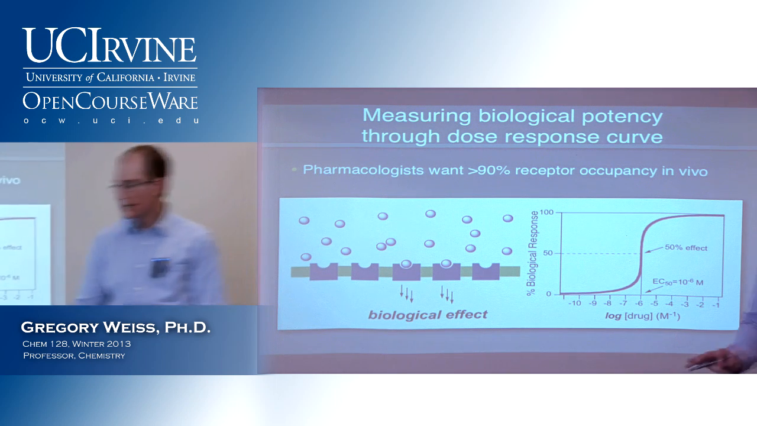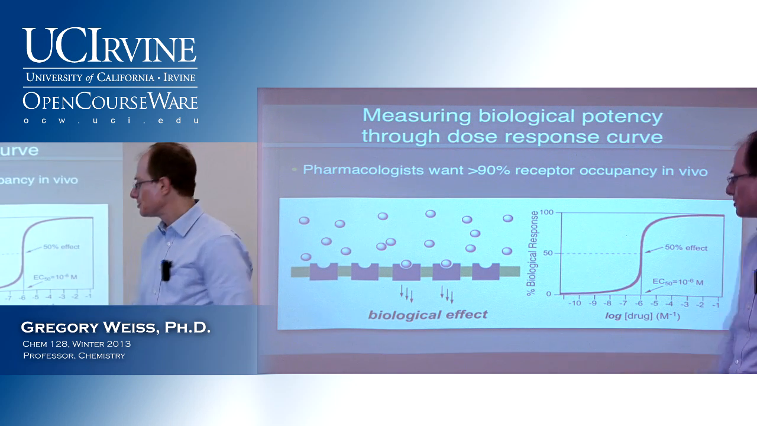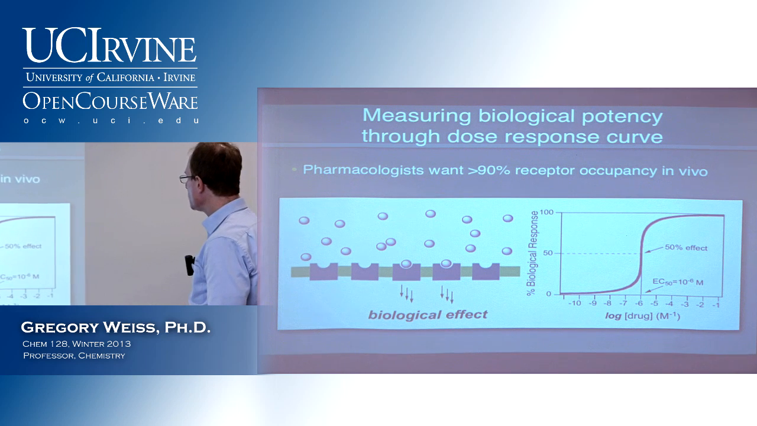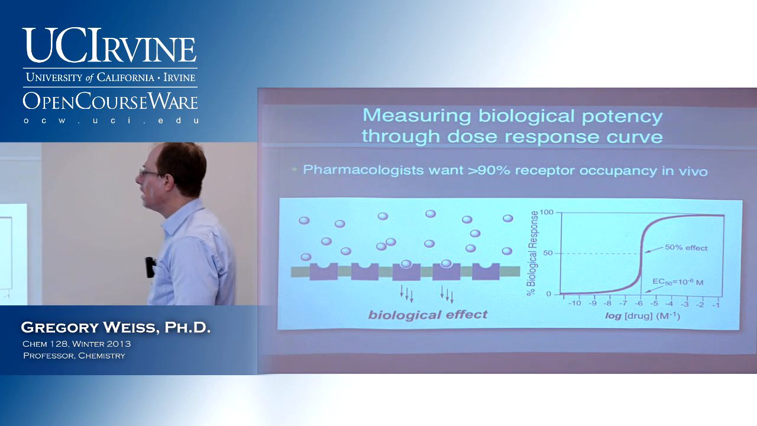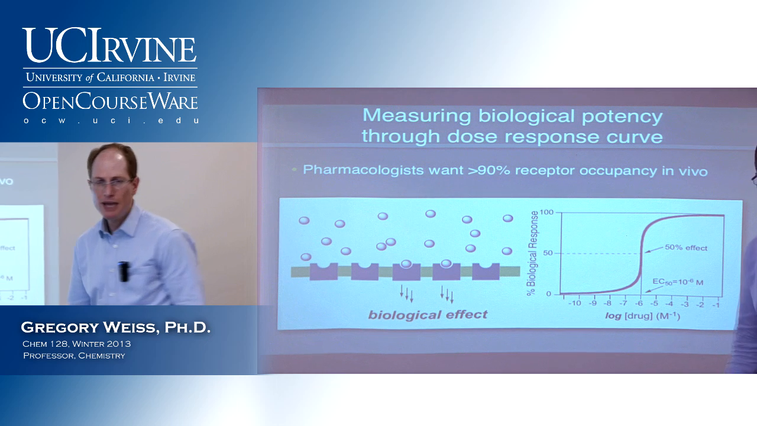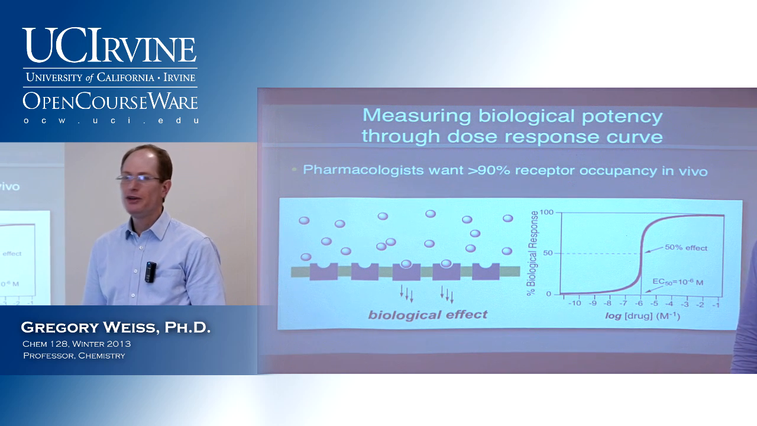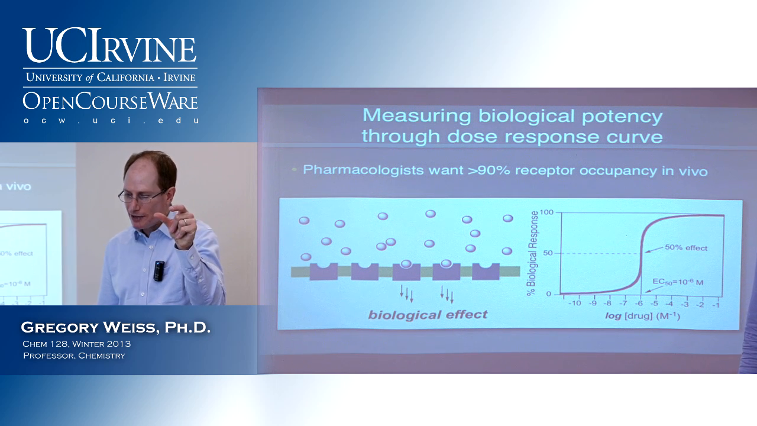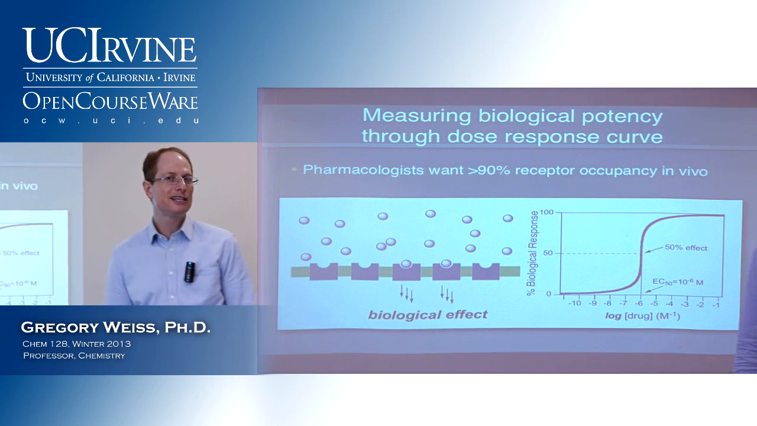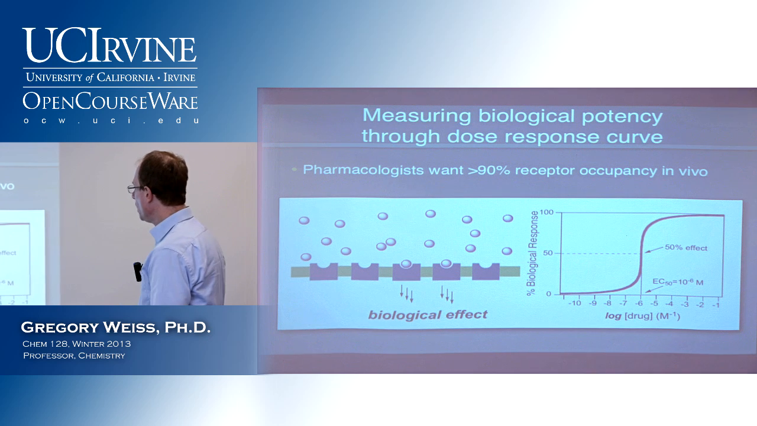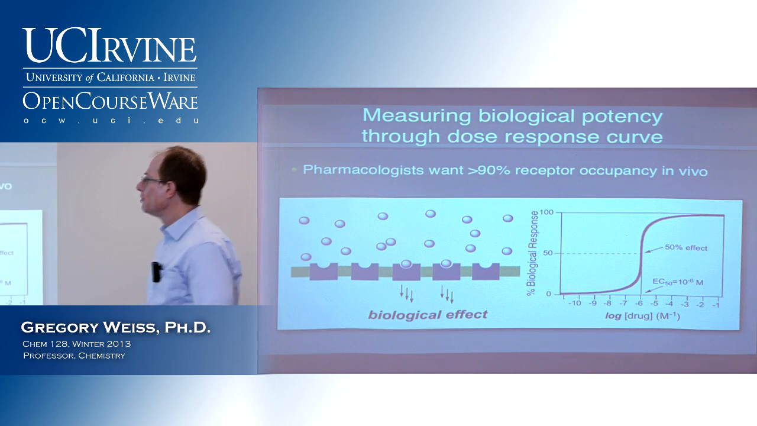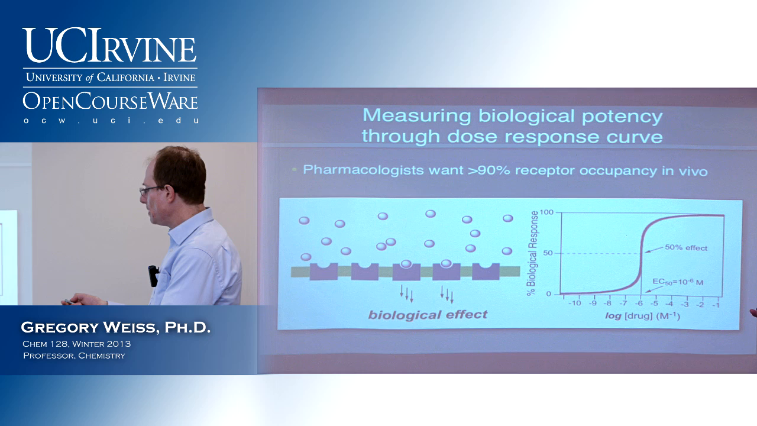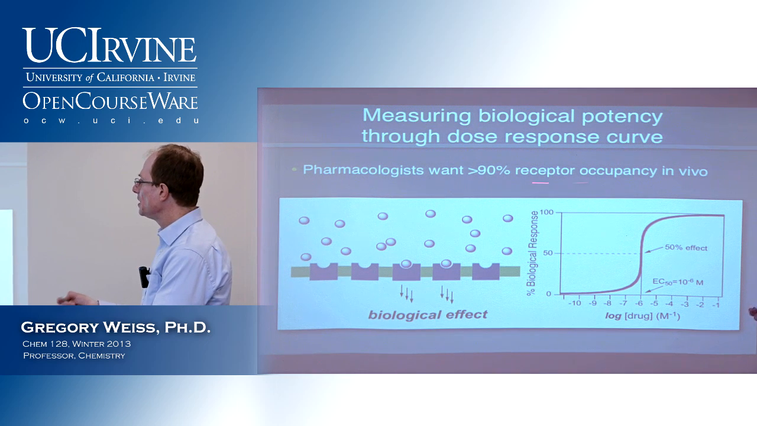I realize the axis is a little confusing. Bear with me, there's a reason we did it that way. Up here at a really high concentration, you get 100% biological effect. But at that concentration, you might end up with a drug that has to be given in pills the size of erasers, and no one likes to swallow things that are really big. So we compromise. Instead, we want a 90% receptor occupancy in vivo to see some sort of effect. That's our goal.